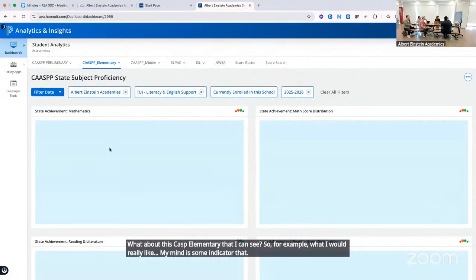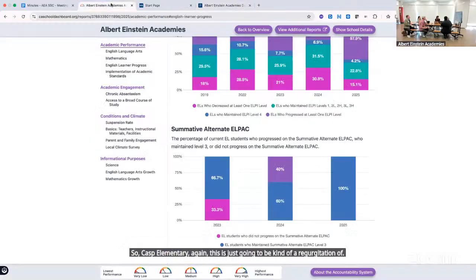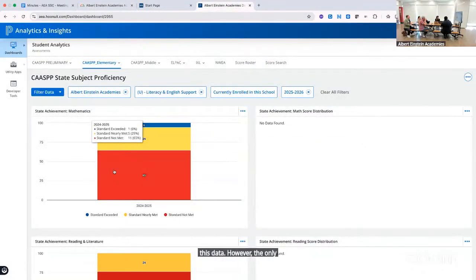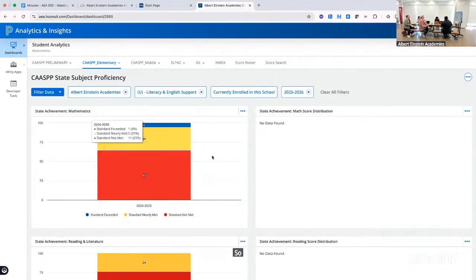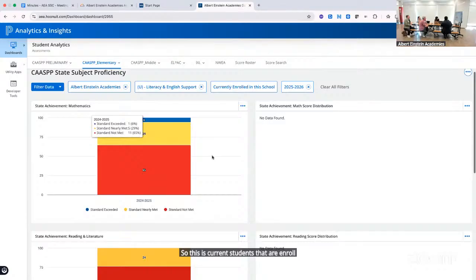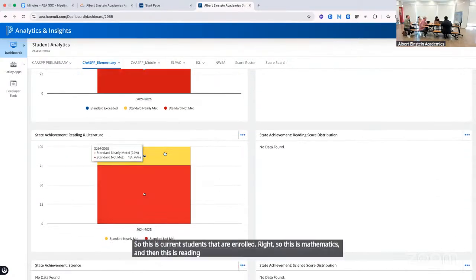So CASP elementary, again, this is just going to be kind of a regurgitation of this data. However, the only difference is these are students that are currently enrolled. Remember that dashboard data is all the students that were last year. So some of them may have left. So this is current students that are enrolled, right? So this is mathematics, and then this is reading and literature.